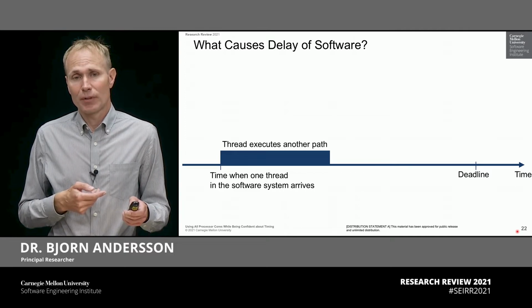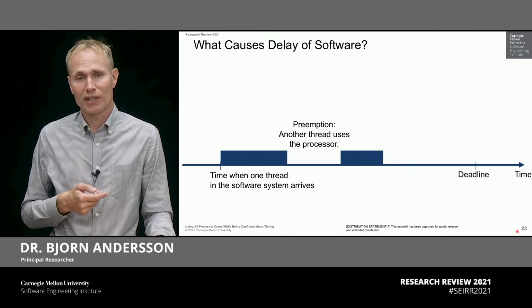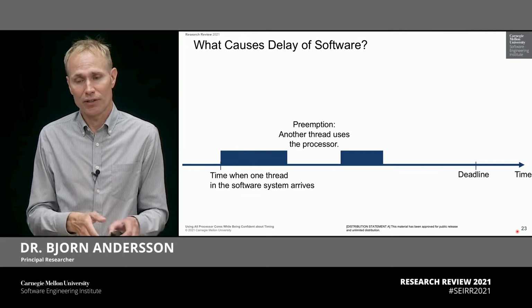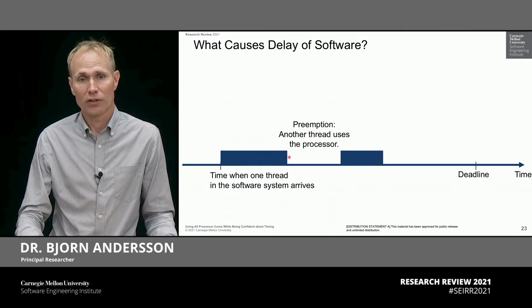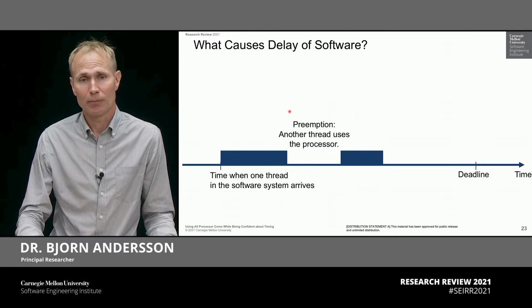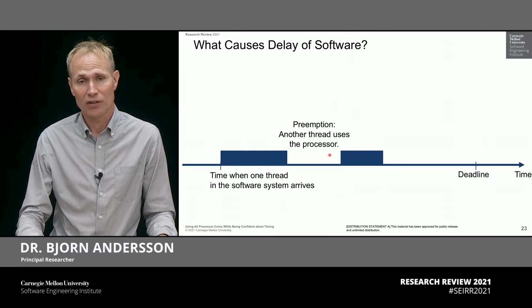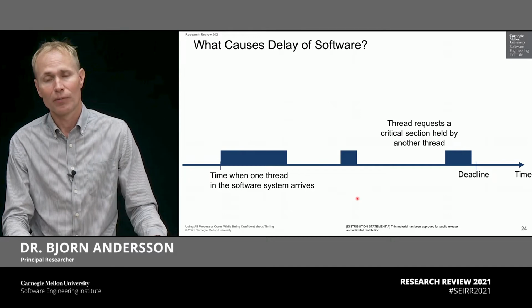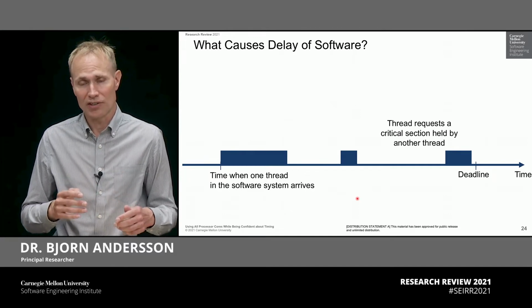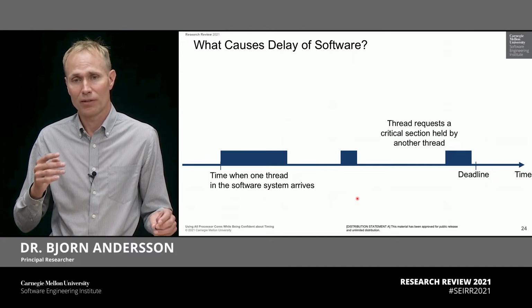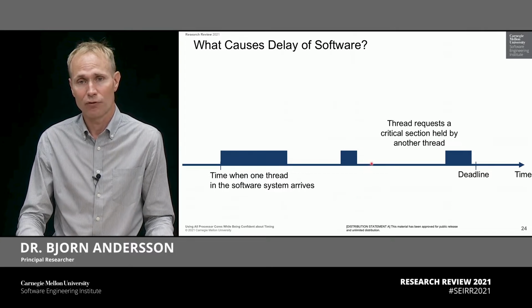Also, there is interaction between programs. Sometimes one program is preempted by another one, and that's what we see here. So there is some time here when the blue thread is not executing. The reason for that is that the blue thread was preempted by, or interrupted by, another thread, which is not shown here. But during this time, the blue one is not executing. And then there's another effect where the blue thread is requesting a critical section that's maybe held by another thread, and therefore the blue thread cannot execute.